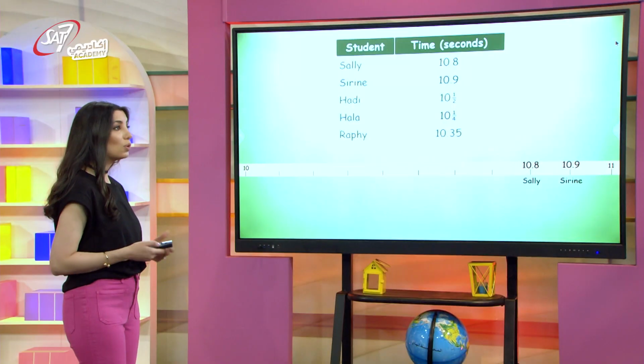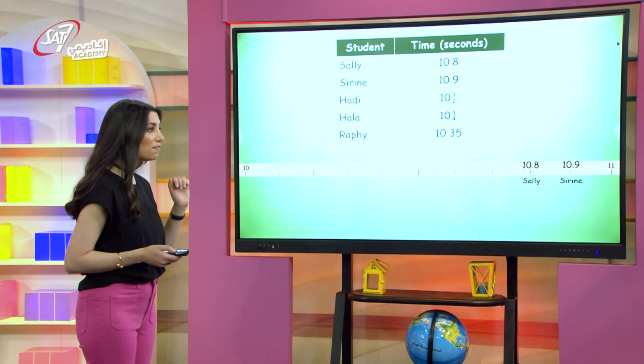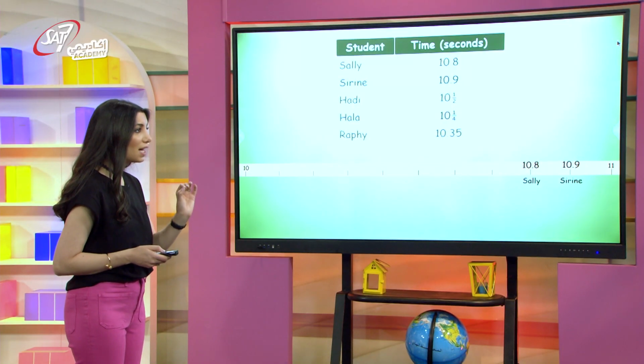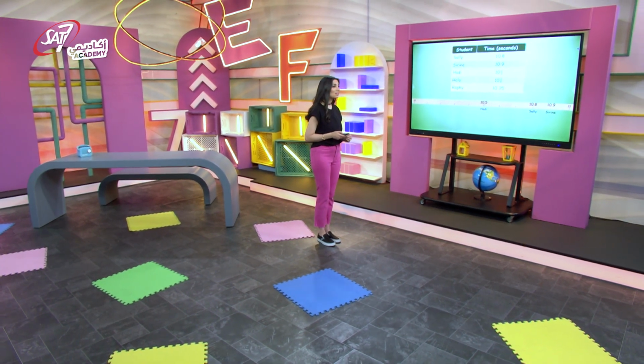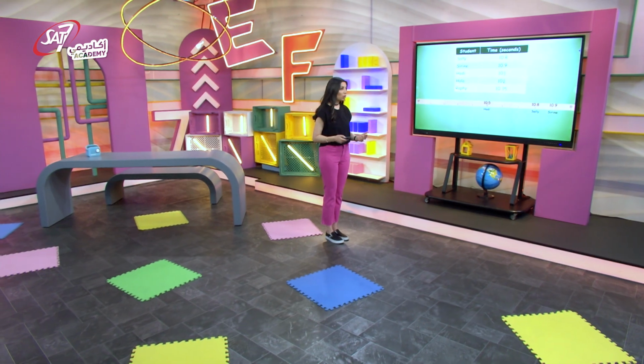Hadi ran 10 seconds and 1 over 2, which means half. The center of this number line is the fifth out of 10 marks. 10.5 also means half. 10 and 1 over 2, and 10.5 represent the same number.